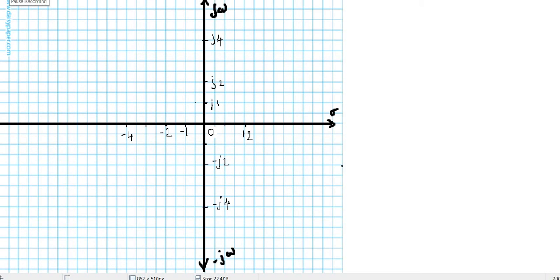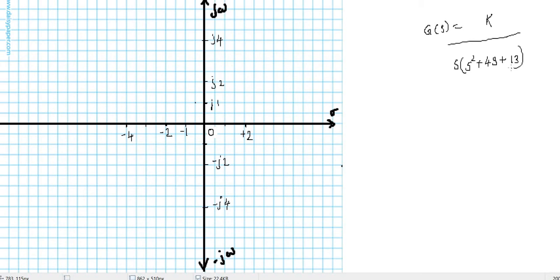So the question is, a unity feedback system has an open loop transfer function G(s) equal to K divided by s into (s square plus 4s plus 13). Sketch the root locus. That is our question.